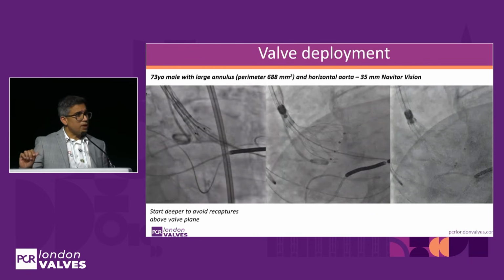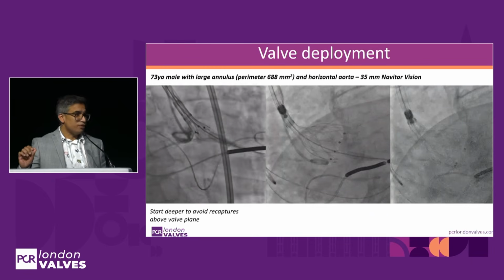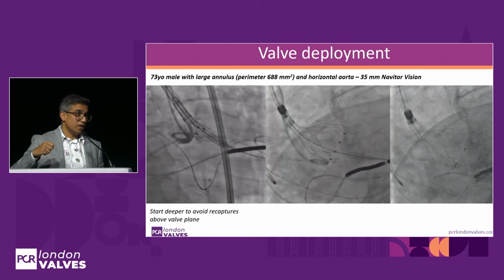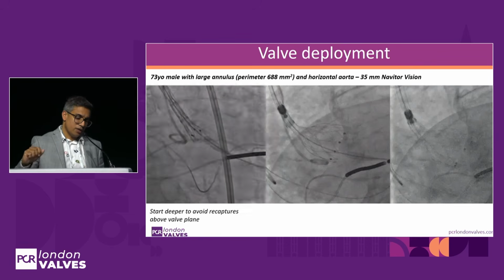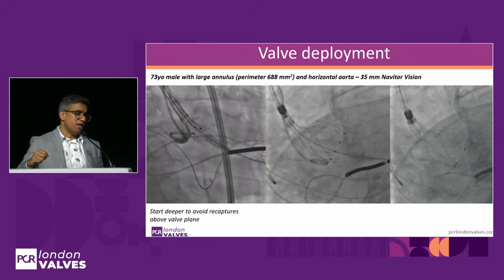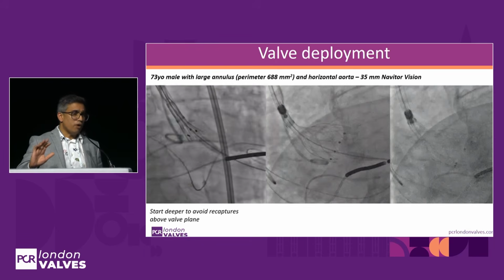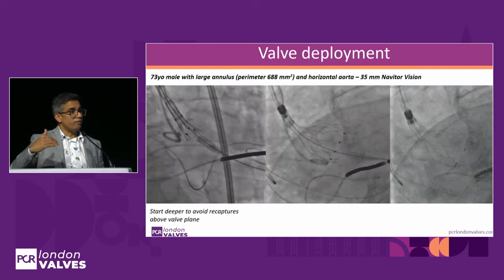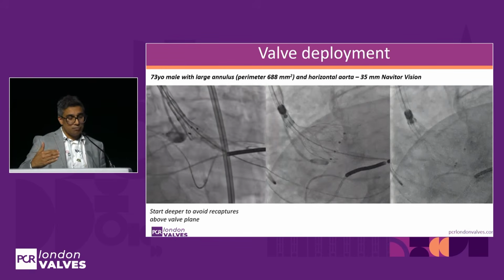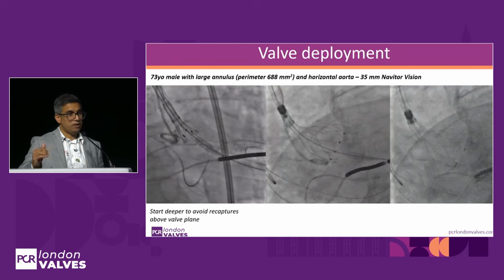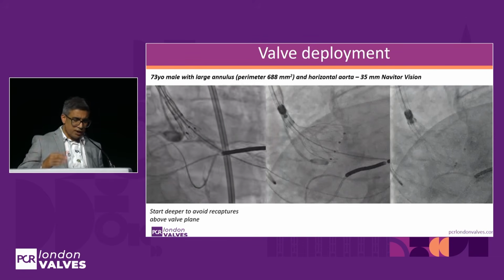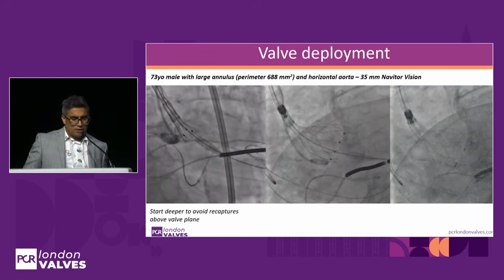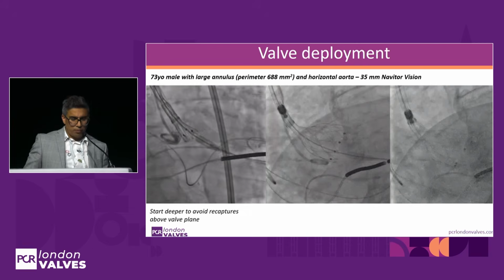It's important with these that because of the engineering feat of getting the 35 millimetre valve into that 15 French, it's relatively tight within that sheath, and it can make it difficult to recapture. So you want to avoid recaptures as much as possible, and definitely avoid recapturing above the valve. So you want to start perhaps a little deeper than you would normally start with this valve. Usually we start in the cusp overlap view, somewhere between 3 and 5, and then it's a very slow release.